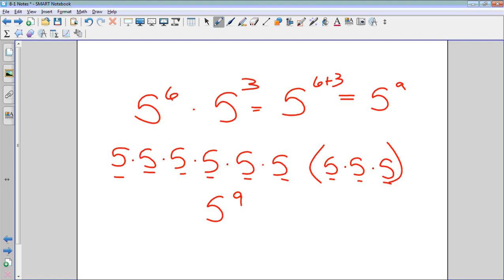When we do homework, if it says 5 to the 6th times 5 to the 3rd, do you want us to put equals 6 plus 3 equals...? No, you don't have to write that middle step.